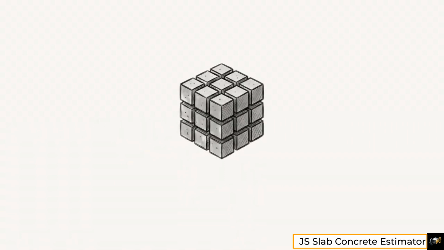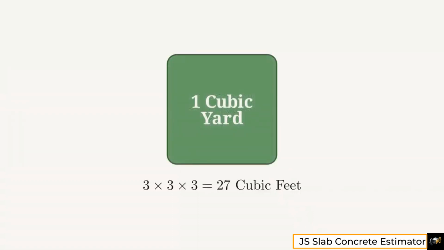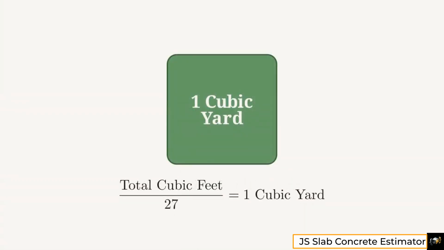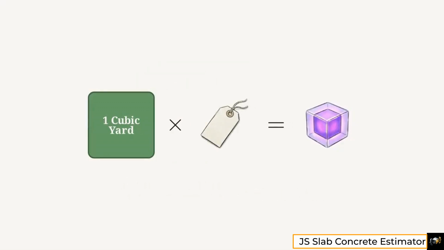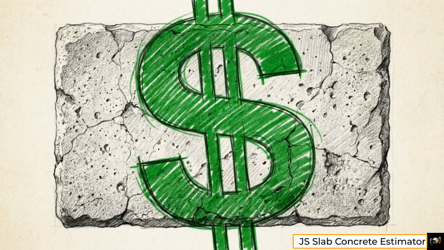Concrete suppliers do not sell by the cubic foot. They use cubic yards. This 3 by 3 by 3 grid represents 27 cubic feet. Watch it consolidate into a single cubic yard block. We achieve this in code by dividing total cubic feet by 27. Next, we multiply those final cubic yards by the specific price per yard variable the user entered, which gives us the total estimated cost of the material.